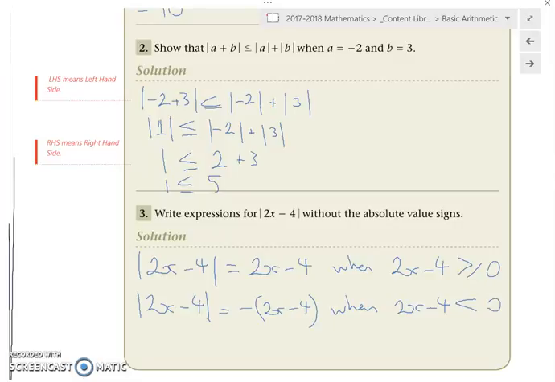Oh, no, Butch. Okay, we're finishing off this one, number 3. So we're writing this expression for absolute value of 2x minus 4 without the absolute value signs. What are we going to do? We got this part. We've talked about the two situations.